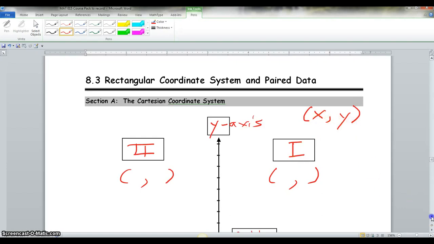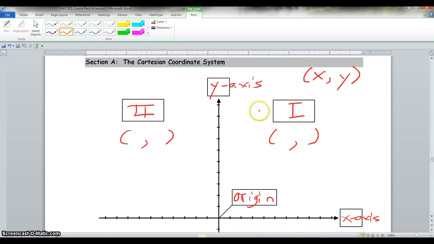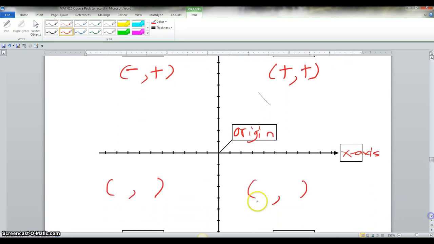So now, what I want to talk to you all about is the quadrants here. Now, the quadrants do not hit any of these lines here. It's all in these regions. In quadrant 1, your X value is positive and your Y value is positive. Quadrant 2, your X value is negative and your Y value is positive. Okay, quadrant 3, X is negative and Y is negative. Quadrant 4, X is positive and Y is negative.